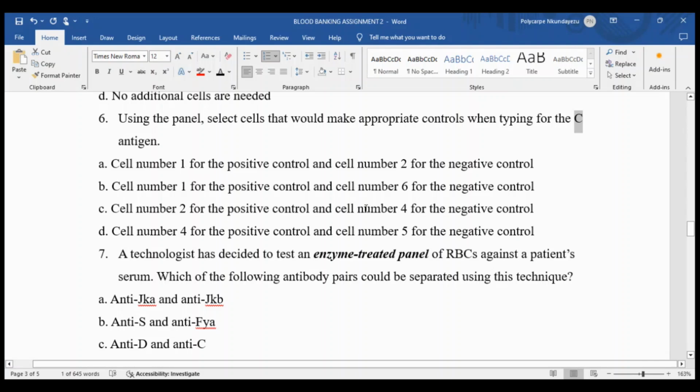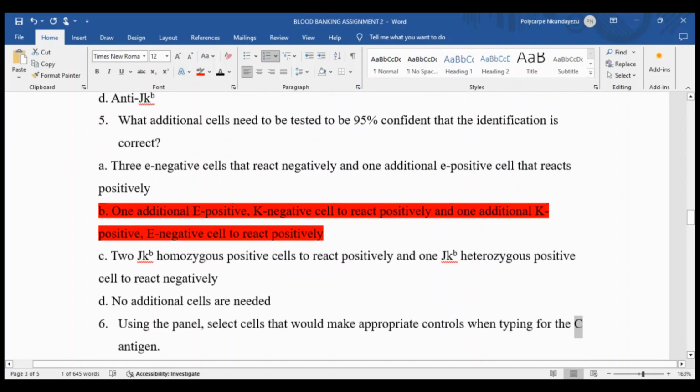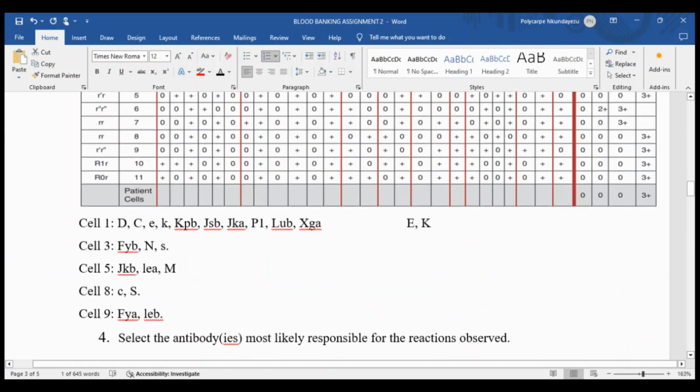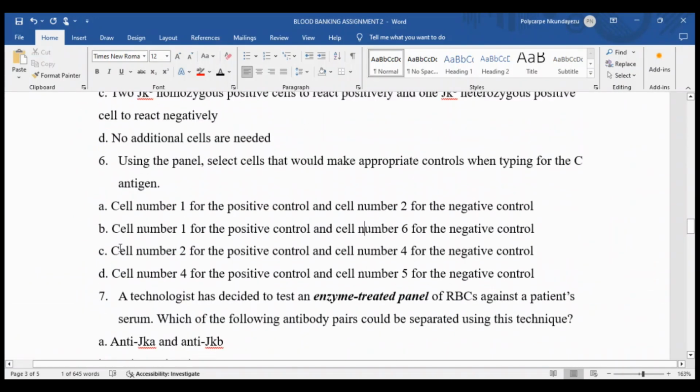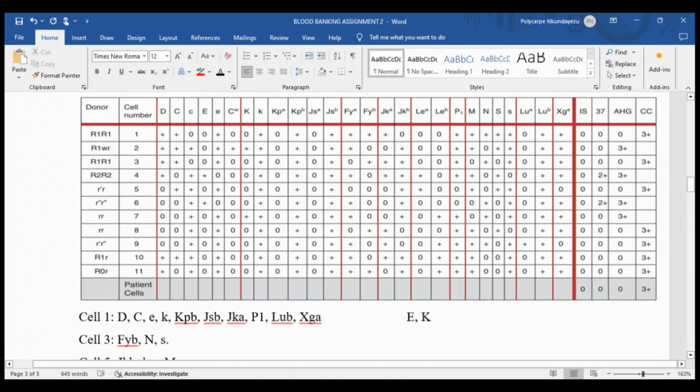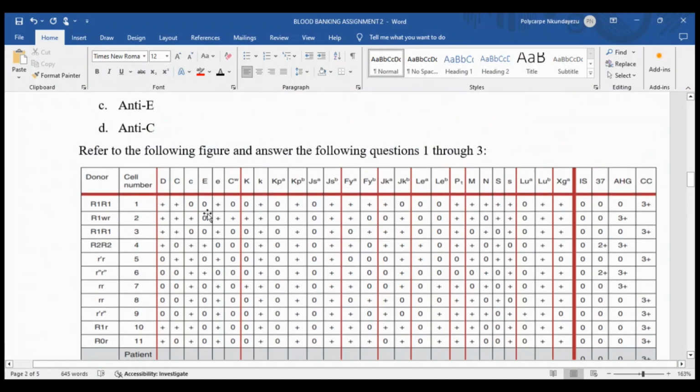So we can't do this without looking at our panel. Our first question says cell number 1 for the positive control and cell number 2 for negative control. Let's check if that works. It is not possible. Cell number 1 cannot be used for positive control because it doesn't even exhibit E antigen. We can't use it for control.